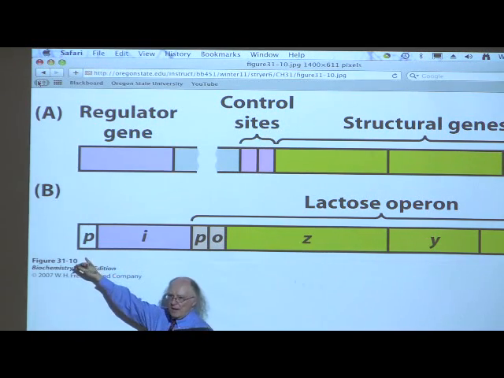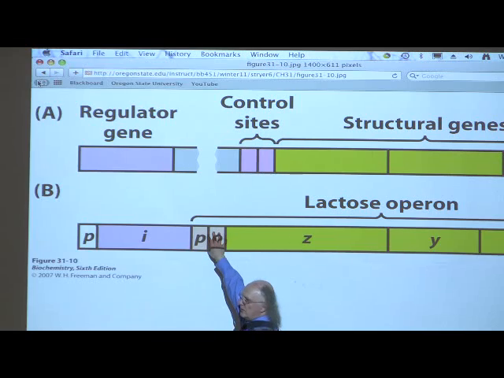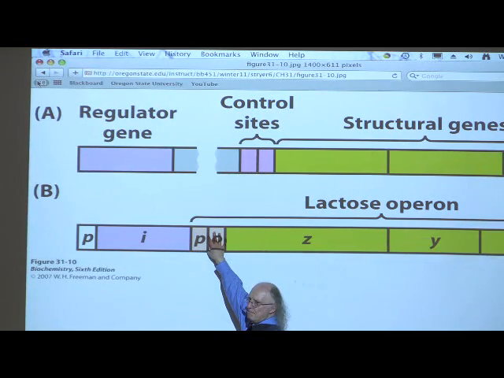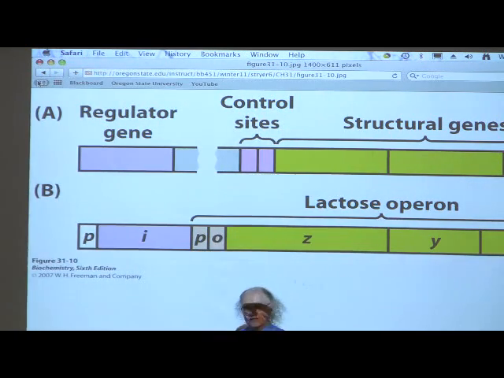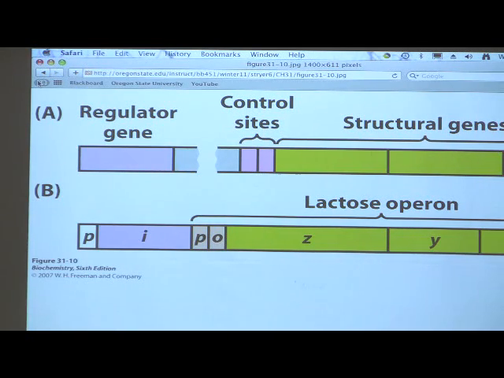Now, cells make a small amount of lac repressor all the time. It doesn't take very much. They make a few molecules of lac repressor all the time. And when they do that, the lac repressor is capable of binding to the operator sequence. Now we call it a repressor for a very good reason. It represses transcription of the lactose operon.